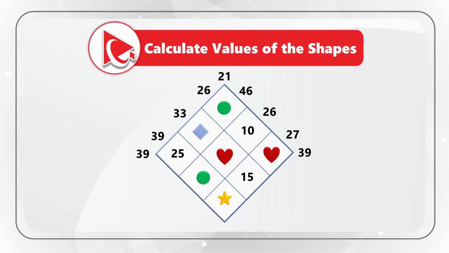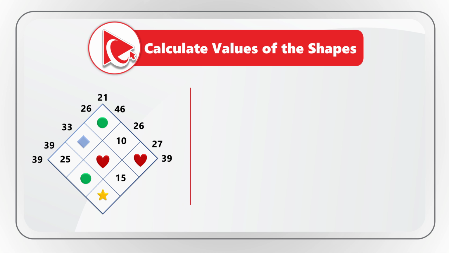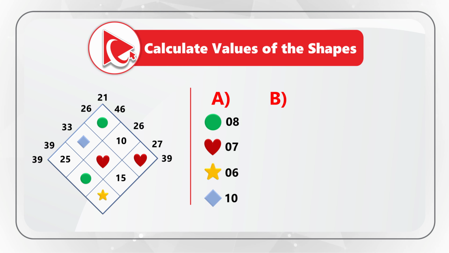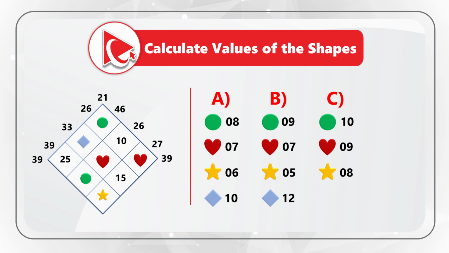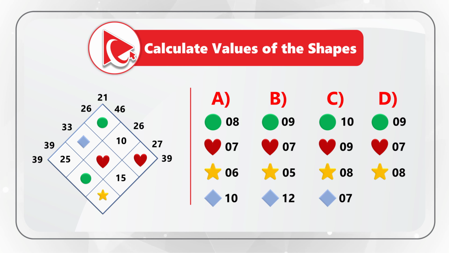You need to calculate the values of the shapes, and you have 4 possible choices. For choice A, circle, heart, star, and diamond would match 8, 7, 6, and 10. For choice B, the same shapes would match 9, 7, 5, and 12. For choice C, they would match 10, 9, 8, and 7. And if you choose choice D, the answers would be 9, 7, 8, and 10.